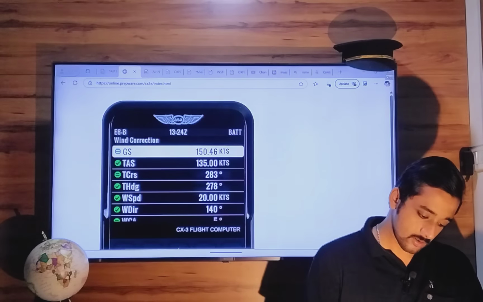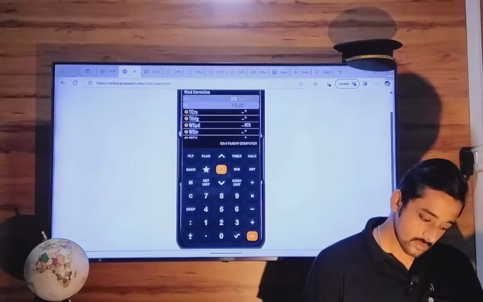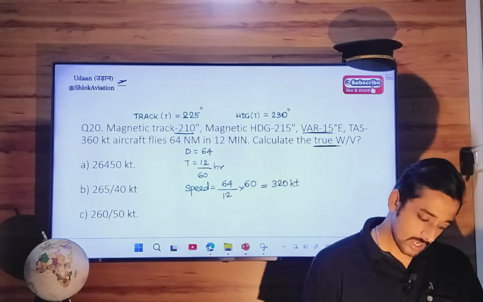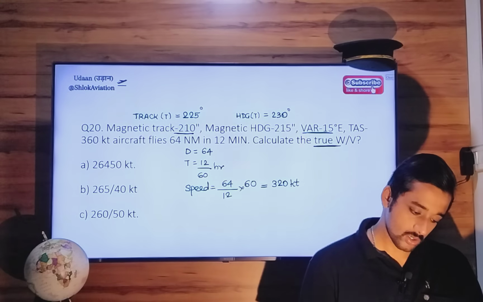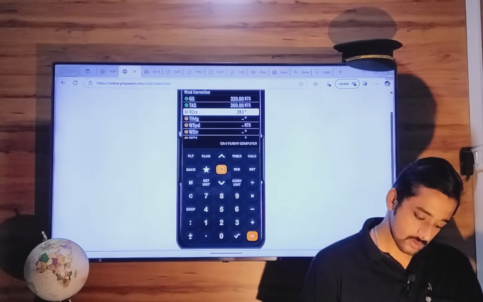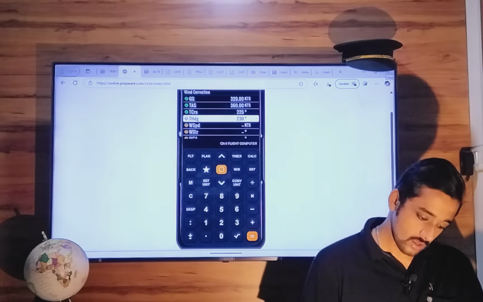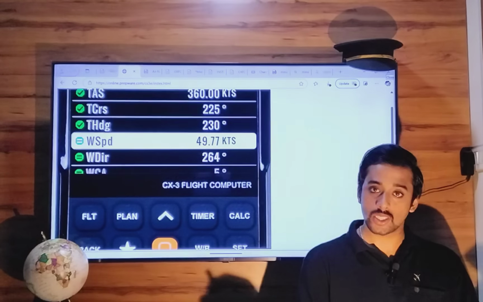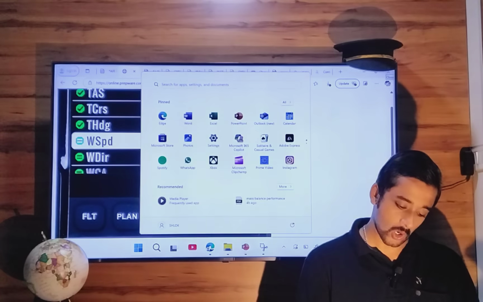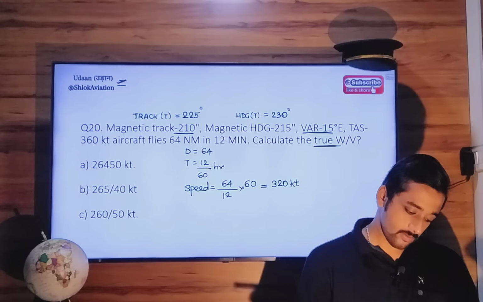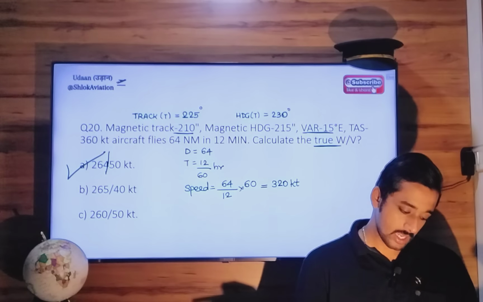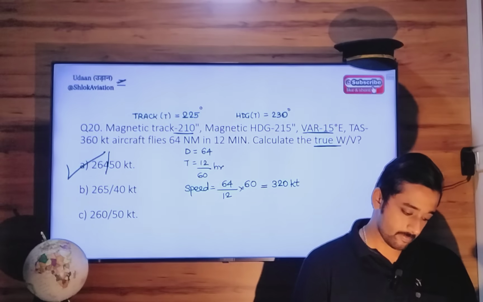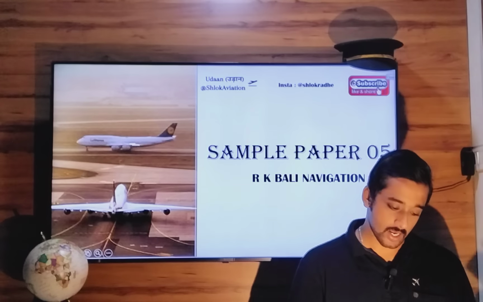Substitute this. Ground speed 320, track 360, course 225, heading 230. So wind velocity is 264 at 49 knots. 264 at 49 knots, or the closest option is 50 knots. 264 at 50 knots. Simple. So this concludes our lecture.